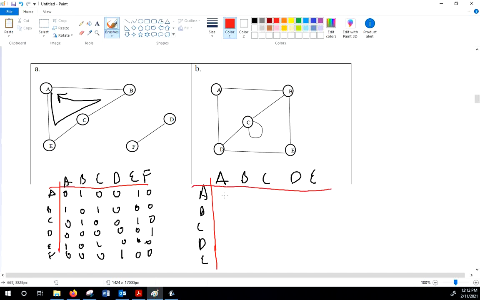So 0, 1, 0, 1. Let's see here. This is 1, 0, 1, 0, 1. C is no. B, yes. Itself, 2. D, 1. And E, 0. D goes to A, C, and E. And E goes to B and D.